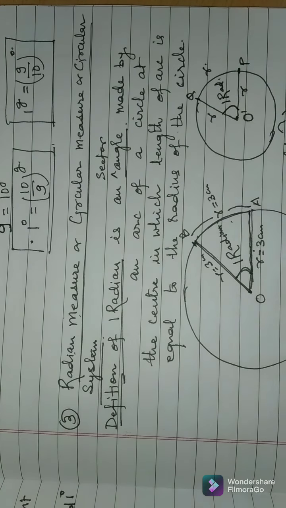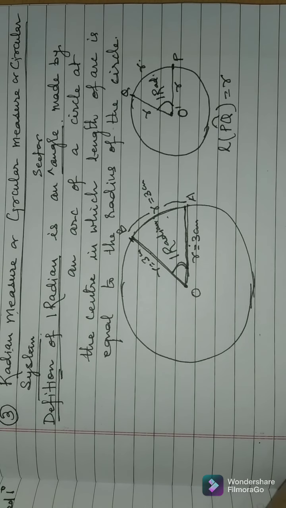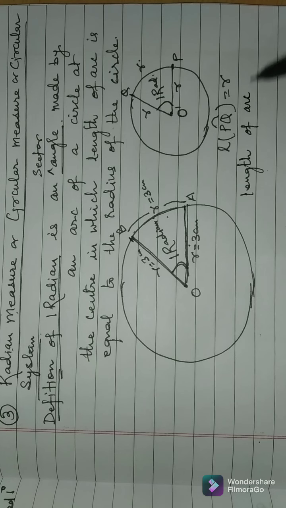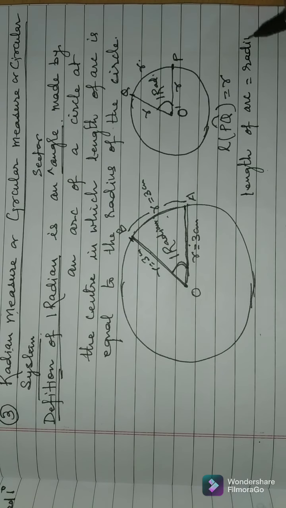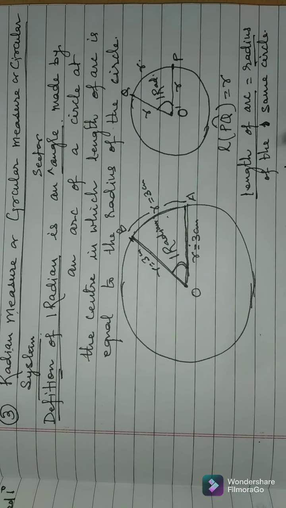Whether the arc is smaller or bigger, and the radius of the circle is bigger or smaller, the length of the arc must be equal to the radius of the same circle. Length of the arc is equal to the radius of the same circle.